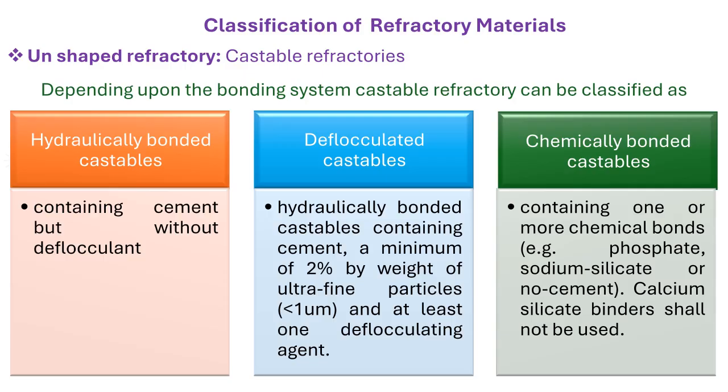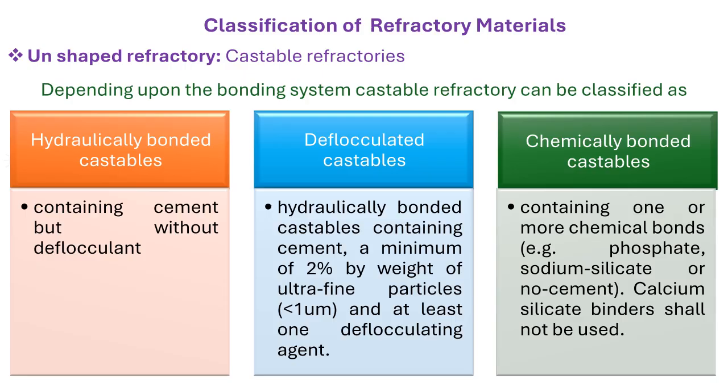The third category is chemically bonded castables. These castables do not contain Portland cement. Instead, they rely on chemical bonding systems, such as phosphate bonds or sodium silicate bonds. By eliminating cement altogether, these castables avoid the thermal limitations associated with cement-based systems.